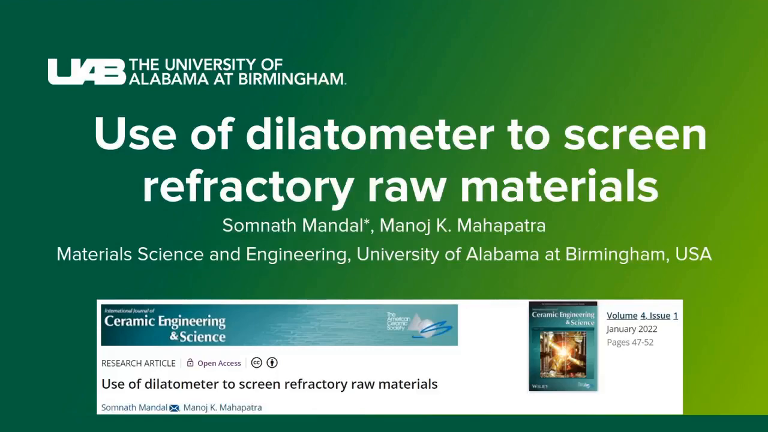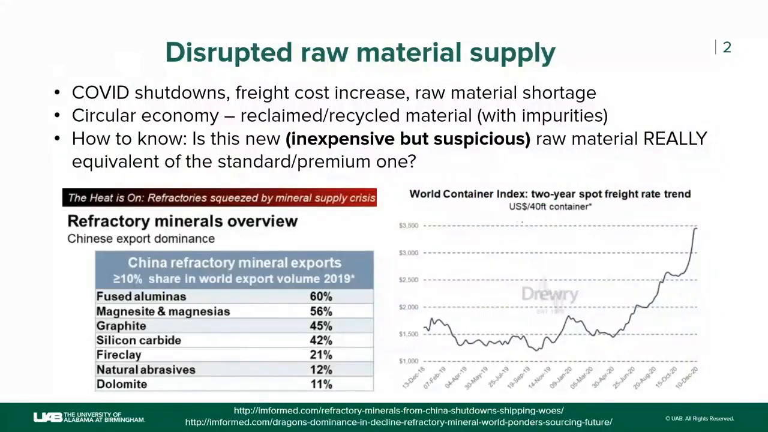Use of dilatometer to screen refractory raw materials. A very common thing which we are facing right now: COVID shutdowns, freight cost increase. You can see the freight cost has increased so much. And this is a bit older graph, so the present cost is somewhere here maybe.